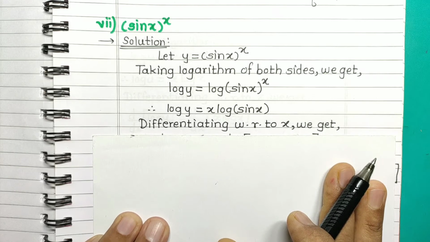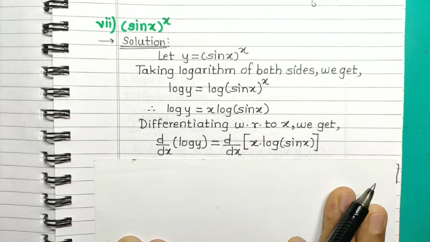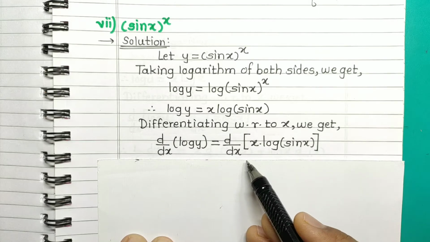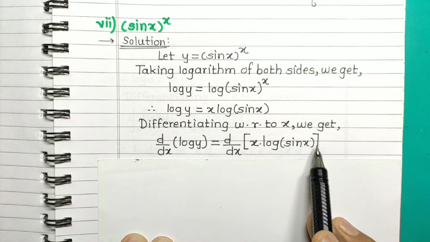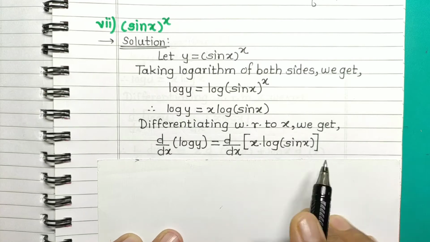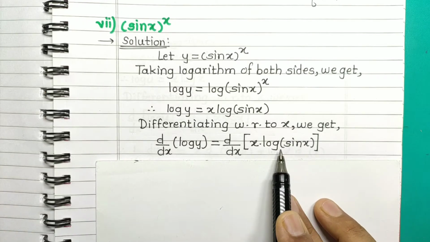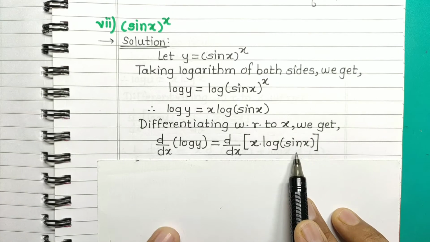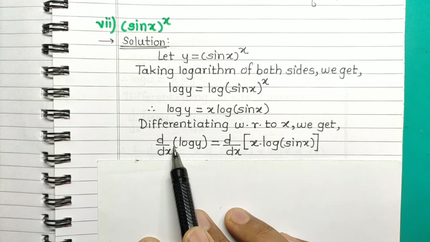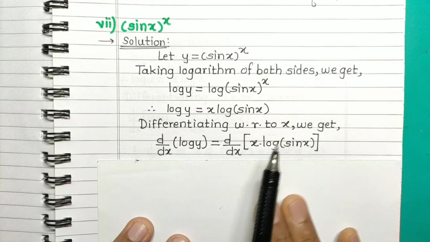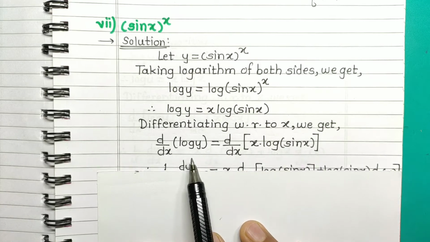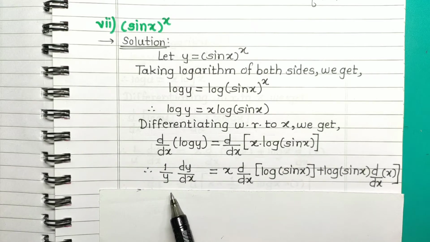Differentiating with respect to x, we get d by dx of log y is equal to d by dx of x into log of sin x. Now here you observe that for this derivative we have to use the product rule for differentiation. Now let's calculate firstly the derivative of log y, and now we are familiar with this derivative. We write derivative of log y as 1 upon y into dy by dx.